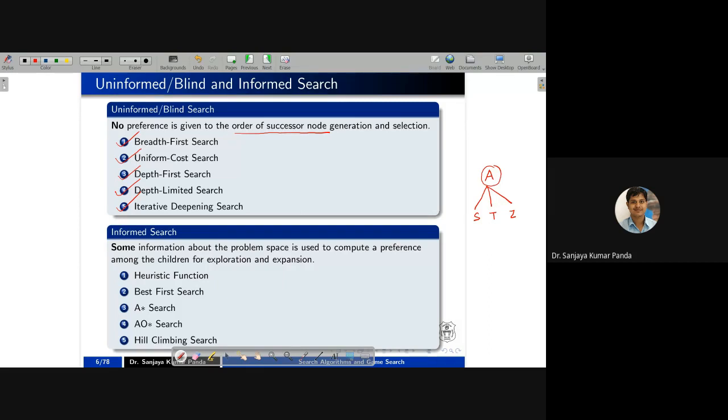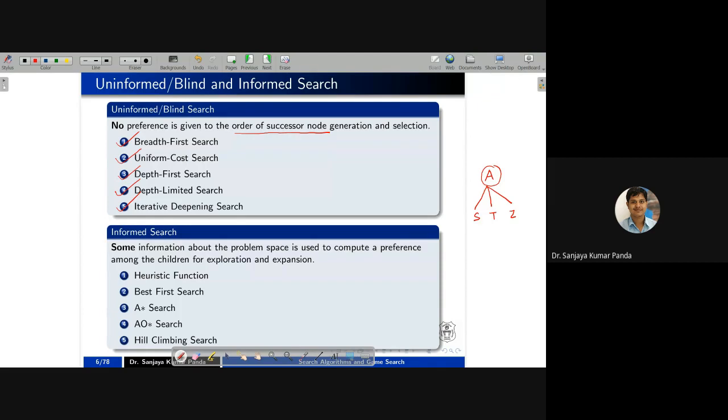You have some information to either select S or to select T or to select Z. There may be cost, it may be the distance between two different cities or the connectivity between two different cities. Such type of information is available to you. So blind search strategy is not explorable. You are not aware of the state space. But when you go for informed search strategy, you have some information.